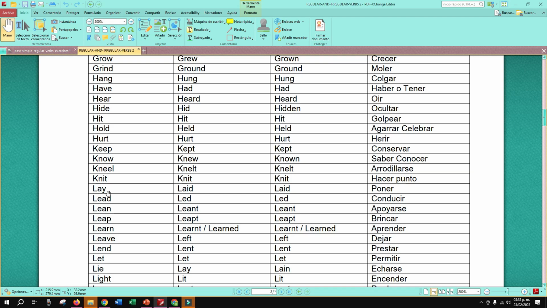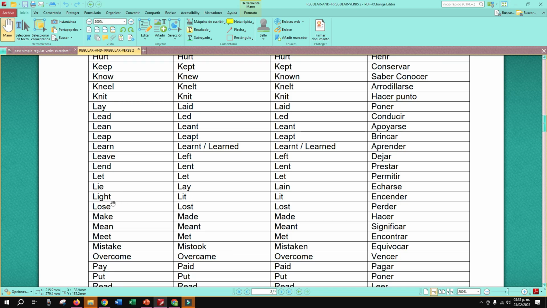And some say lay, laid, lead, led, lean, lent, leap, leapt, learn, learned, or learned. But I consider that we can find these. That is like the common one with ed that will be regular. And leave, left, lend, lent, let, and led. It's almost the same, right?